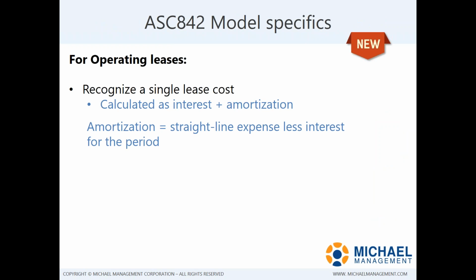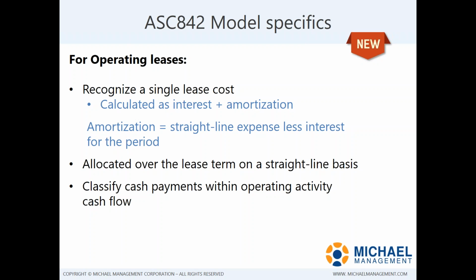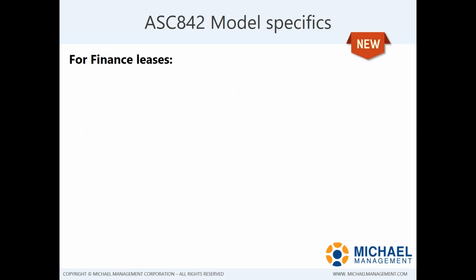So specifically for operating leases, and this is where I think the biggest impact is on most companies who are lessees, you have to calculate that single lease cost. Interest plus amortization. Amortization is the straight line expense less the interest for the period. You need to allocate over the lease term, which means you need to identify that lease term and all the options to extend. From a reporting perspective for disclosures, the cash payments will be classified as operating activity cash flow.